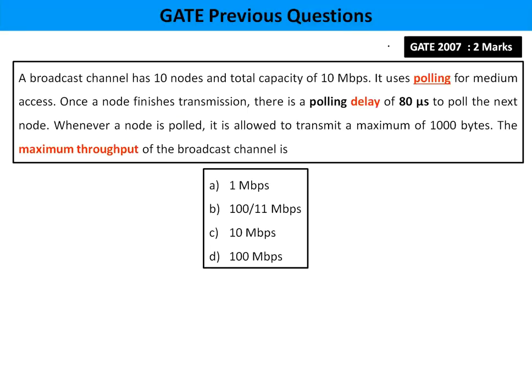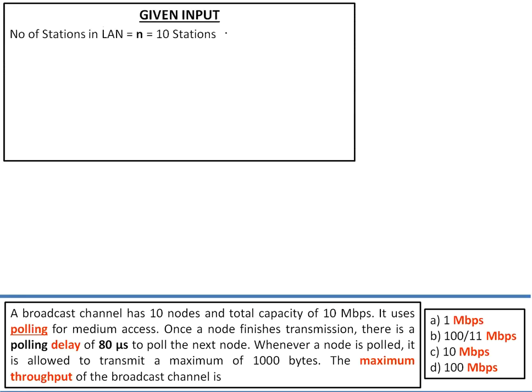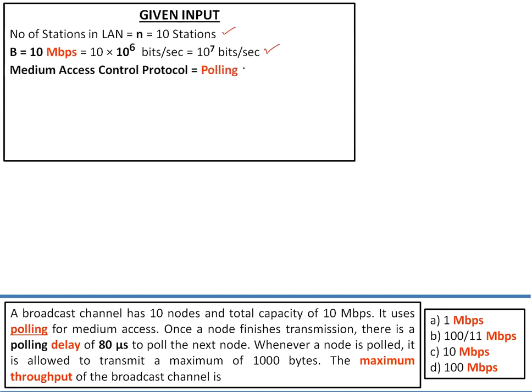Continue the next question. This was given in GATE 2007 for 2 marks, guys. Yes, guys, continue. What has been given? So number of stations in the LAN is 10. Bandwidth is given. Medium access control is polling. That means if you take polling, I am the primary station, whereas you all are secondary stations, S1, S2, and so on. You cannot communicate. Whenever I ask, you have to give.